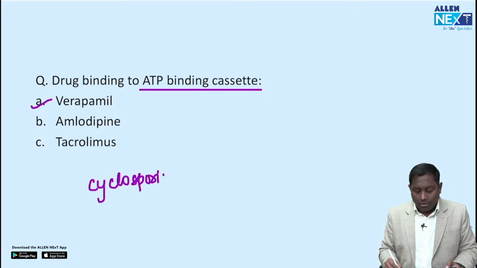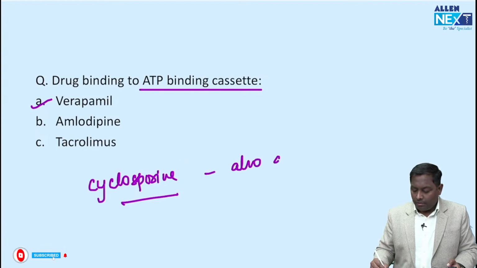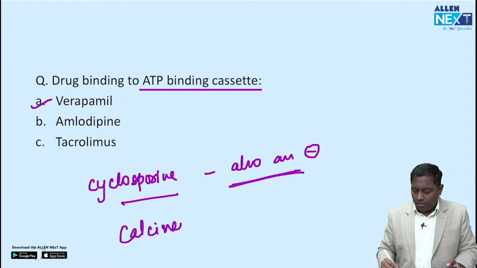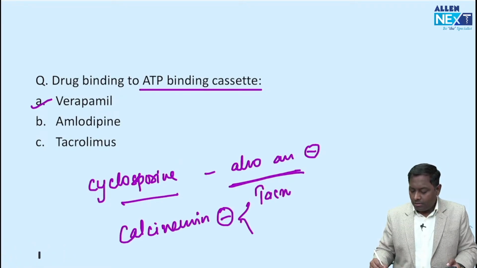Cyclosporine is also one of the inhibitors, not tacrolimus. They are both calcineurin inhibitors actually. But tacrolimus is not an inhibitor, while cyclosporine is, yes.